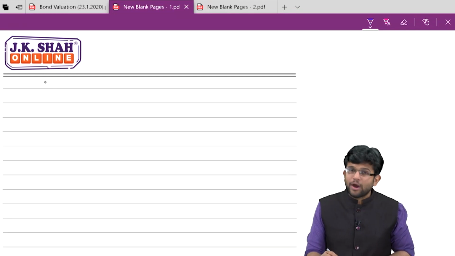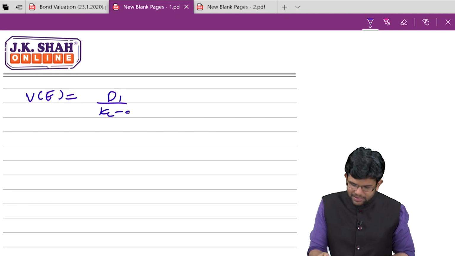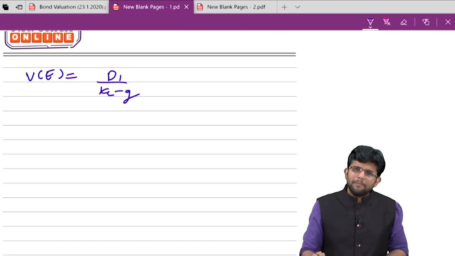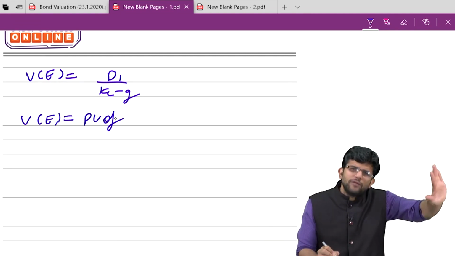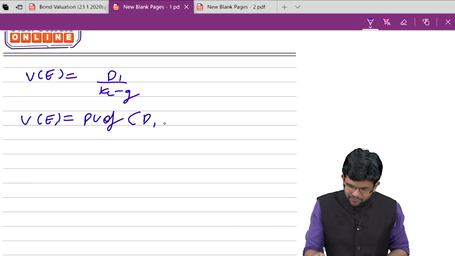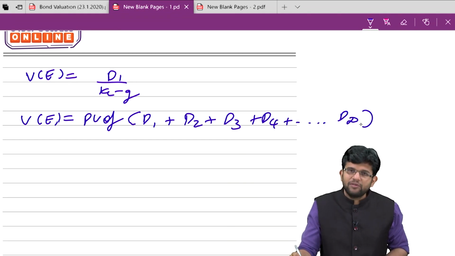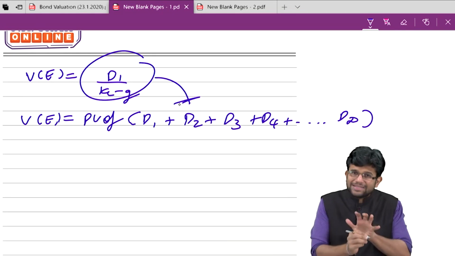Students, when I say Gordon's formula, what is the formula for value of equity? Tell me. The value of equity is D1 upon KE minus G, correct? Mathematically, can I say the value of equity is equal to the present value of all future dividends, that is D1 plus D2 plus D3 plus D4 up to D infinity? Everyone agrees with this? So the value of the equity, this formula captures this entire stream.